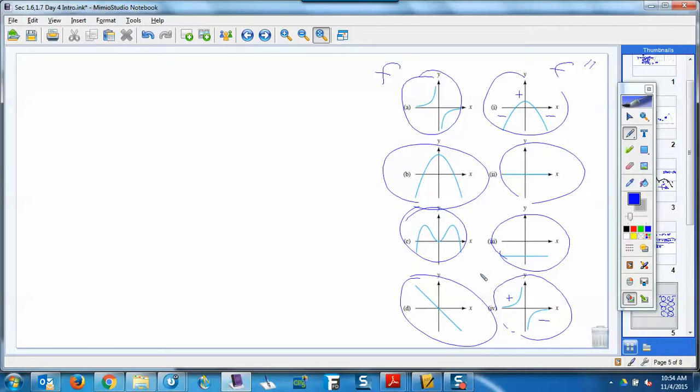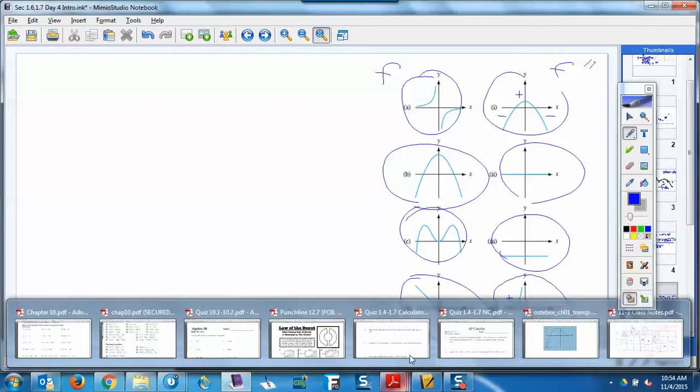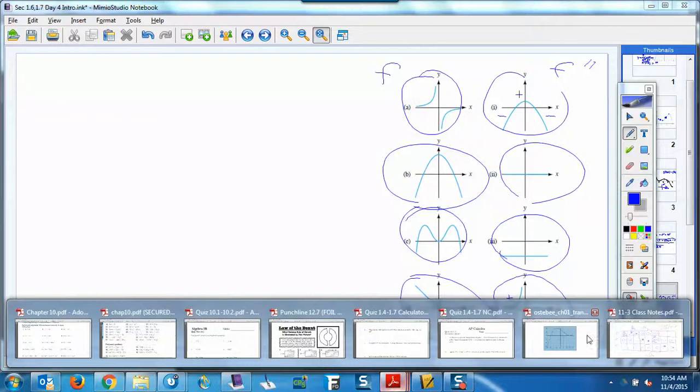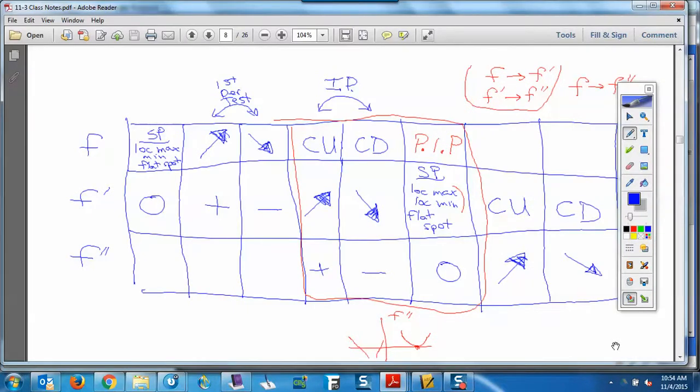If I have my choice on the chart, if I've got a problem where I can look at a lot of different things on the chart, where's my chart? Okay, I'm going to focus on this part. When it comes to F and F prime, I'm going to focus on this part right here, where F prime is positive and negative and 0, because that tells me about local maxes and mins. And if I'm doing F double prime and F, I'm going to focus on where F double prime is positive or negative, because that tells me the concavity, right? So if I want to know stuff about F, local max and min, I'm going to look at F prime. If I want to know about concavity, I'm going to look at F double prime.